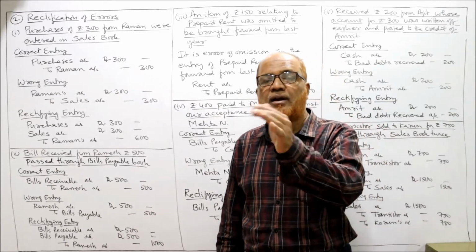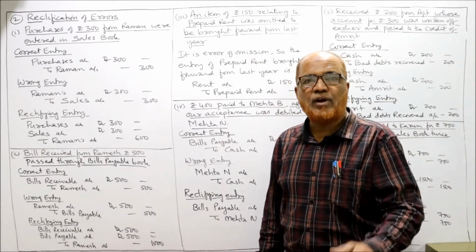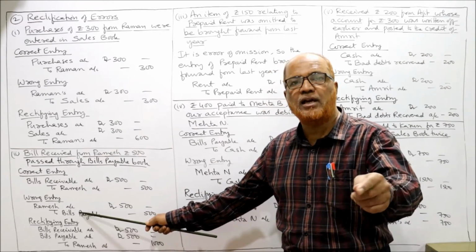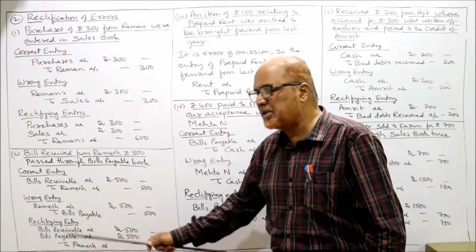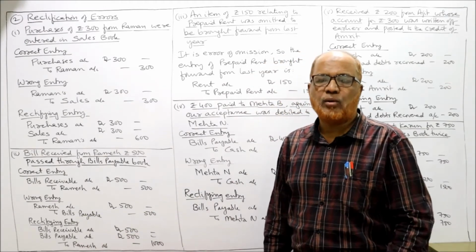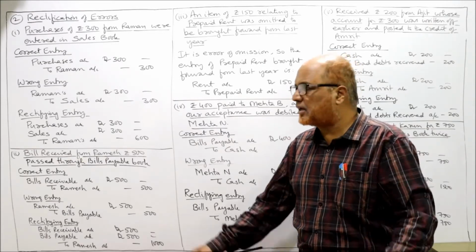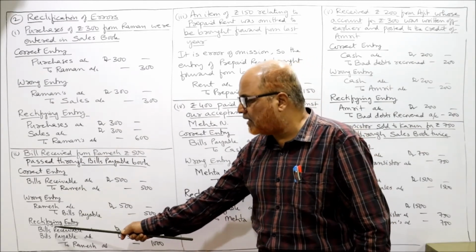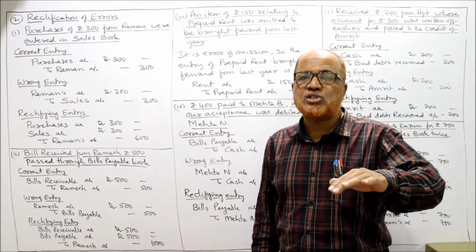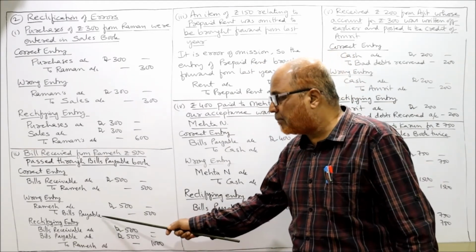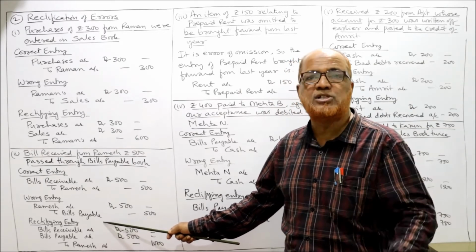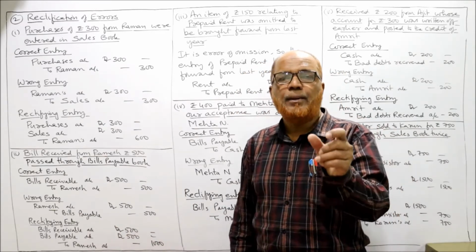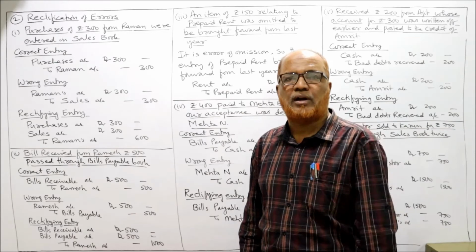But by mistake he has recorded it in bills payable. So the entry for bills payable: Ramesh account debtor to bills payable account. This is the entry if we record in bills payable. Now we have to rectify. Actually, which account should have been debited? Bills receivable account should have been debited. We have not debited, now we debit. In the rectifying entry, we debit bills receivable account. Which account was wrongly credited? Bills payable account was wrongly credited. Now we debit bills payable account to cancel the wrong credit. So the entry will be bills receivable account debtor, bills payable account debtor. How much? 500.